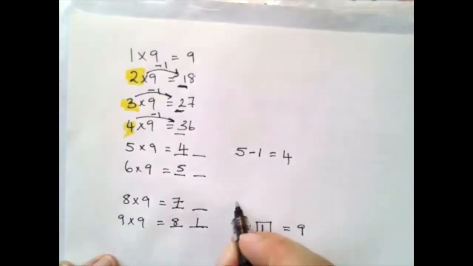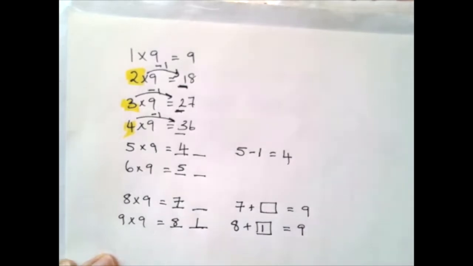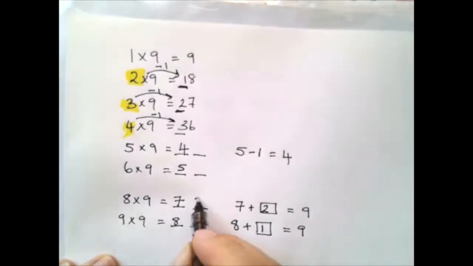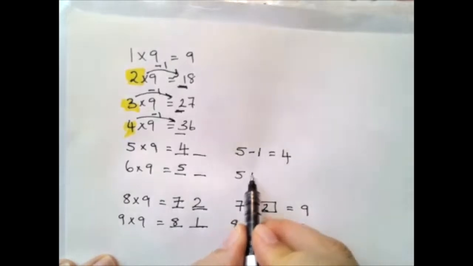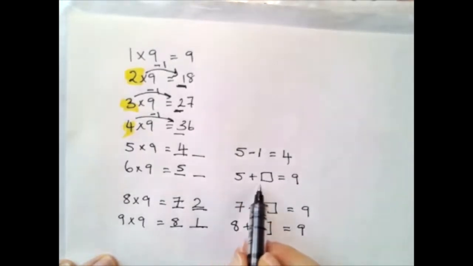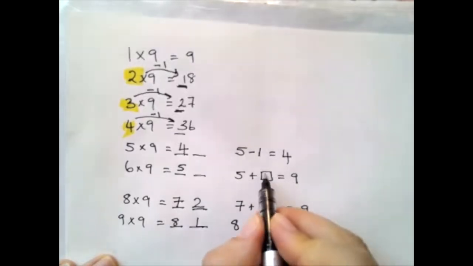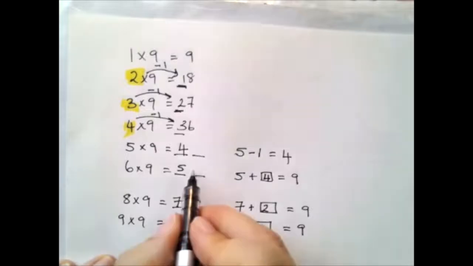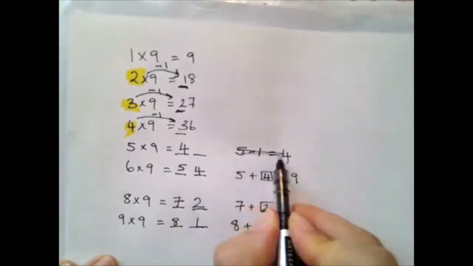Let's try that again. 7 plus something equals 9. What is it? 7 plus 2 equals 9. 72. 5 plus what equals 9? Little bit trickier now. This is your number 1 to 9. 5 plus what equals 9? It's 4. 54. And this one here, let me just cross that off there.